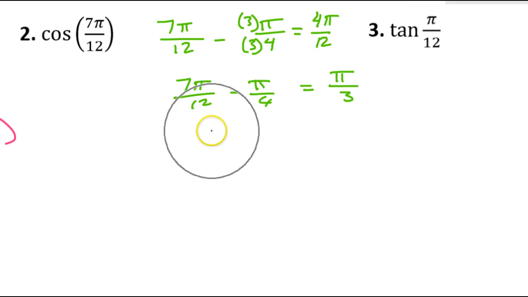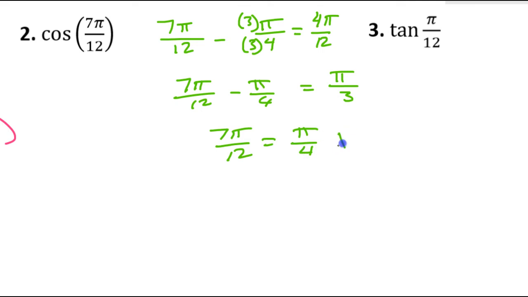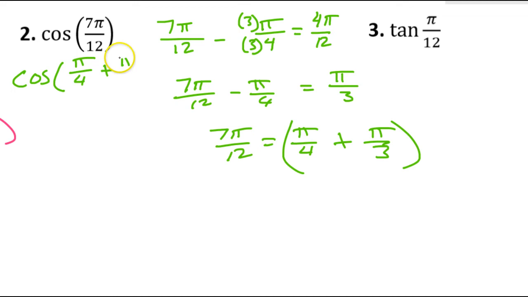Adding pi over 4 to both sides gives me 7 pi over 12 equals pi over 4 plus pi over 3. Okay, so this is a substitution that I can do. So instead of writing cosine of 7 pi over 12, this should be the same thing as the cosine of pi over 4 plus pi over 3.